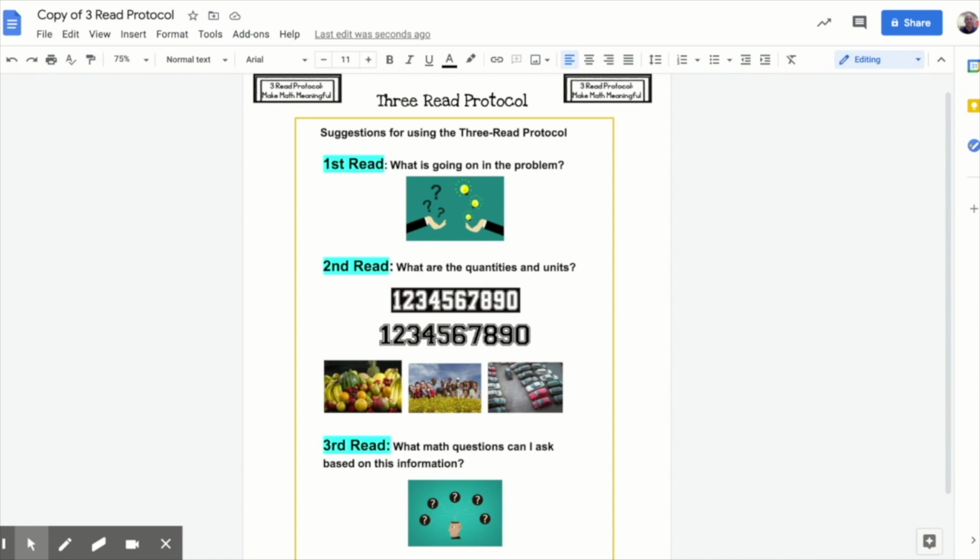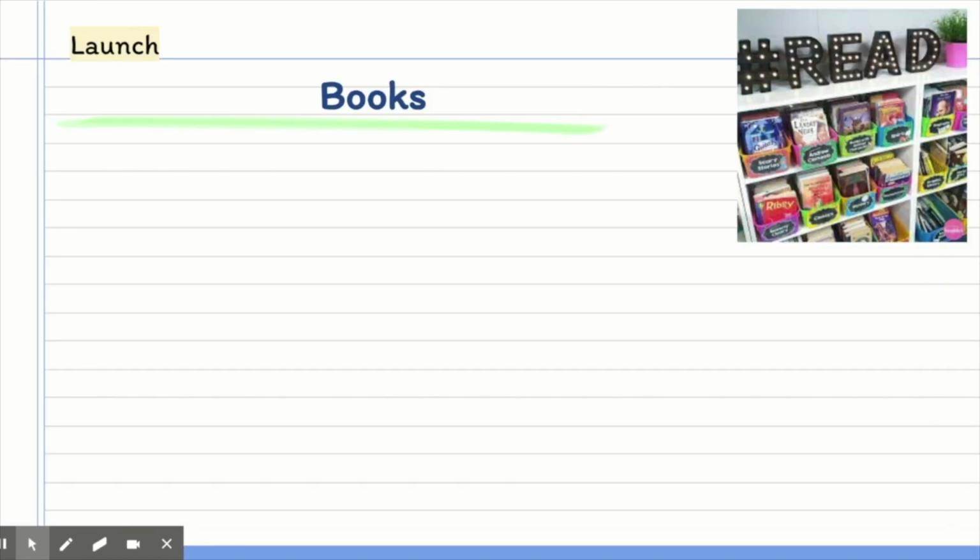With a 3-read, the first read, students are reading the problem. So what's going on in the actual problem? They're just reading the problem as it is. The second read, what are the quantities? What are the units? So they start pulling the units out of that particular problem. And then when they read the problem the third time, they come up with some math questions they can ask based on the information.